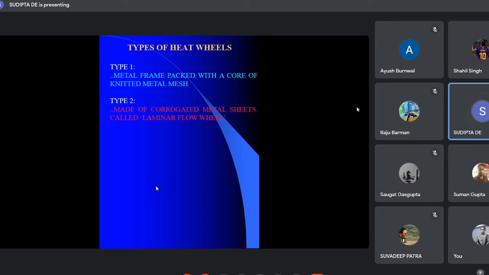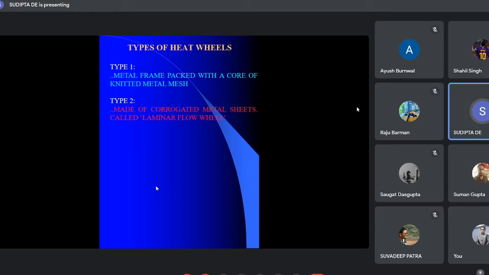Now the type 2. This is made of corrugated metal sheets called laminar flow wheel. How do the corrugated metal sheets look like? You don't find them very much now, but if you look around, poor people still have some asbestos roof, and these asbestos roofs are made of corrugated sheets just so that the rainwater can flow through those channels smoothly.